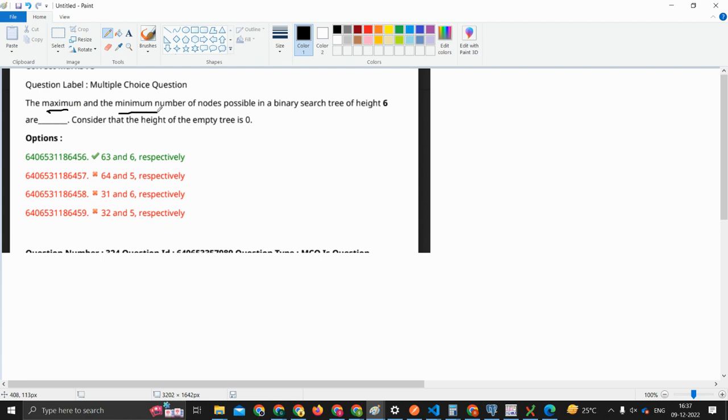So what is the question? We'll first read that one. The maximum and the minimum number of nodes possible in a binary search tree of height 6. The maximum possible number of nodes will be 2 to the power of the height minus 1. So that is 2 to the 6th power minus 1, which gives us 63, because 2 to the power 6 is 64, and subtracting 1 from that we get 63.